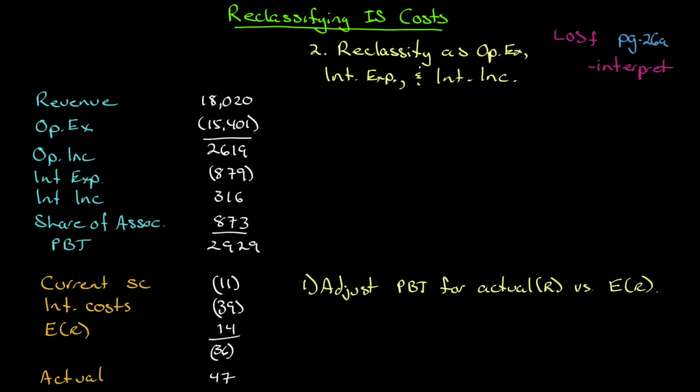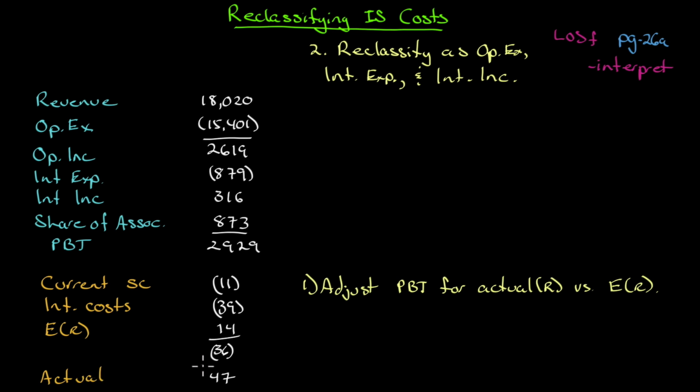All right, so let's set up our scenario. Let's say that this is a small income statement. We have revenue, operating expense, there's our operating income, our interest expense, our interest income, we have a share of associates, and our profit before tax, 29.29. And in the notes, we find our current service cost was 11, our interest costs were 39, the expected return on plan assets is 14, so our periodic pension expenses that we'll recognize is 36.